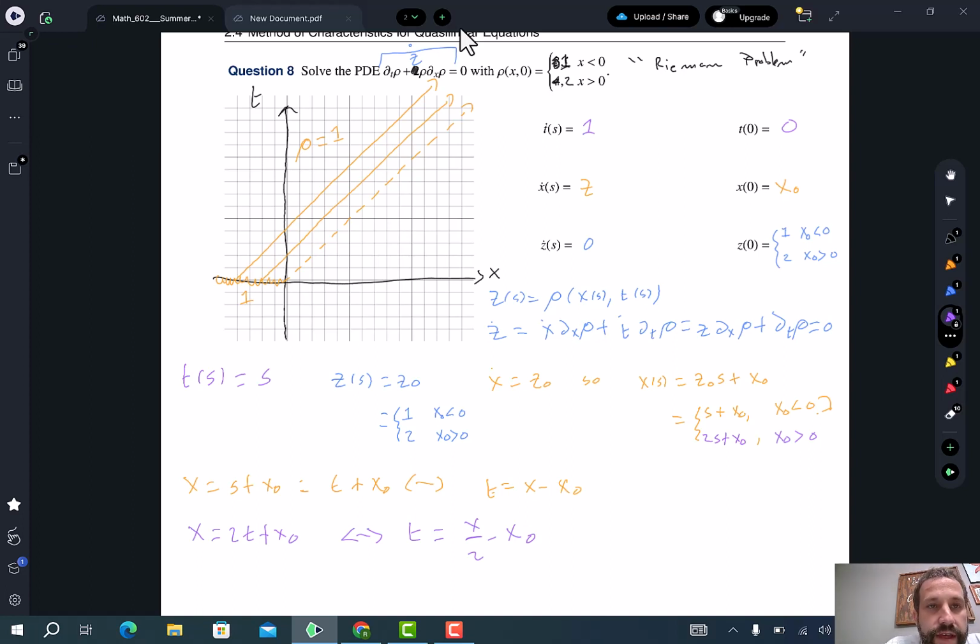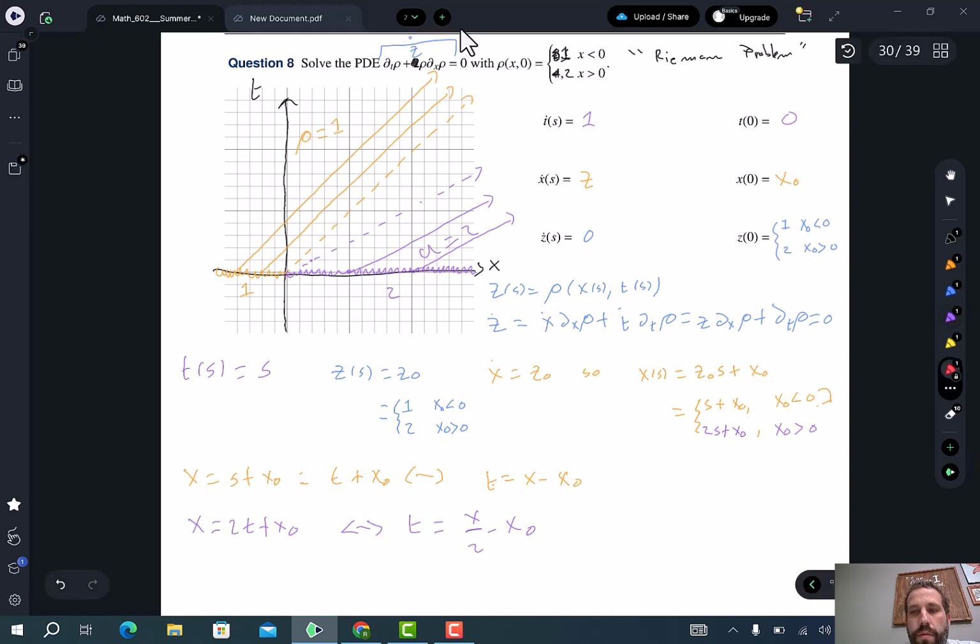So the slope is 1/2. I'm going to go over 2 and up 1, and we're going to get something like this. Here's another characteristic. I'll draw this filled in line. For these purple characteristics, I know they go back to this part of the axis. Rho is constant on these characteristics, and I know down here rho is equal to 2, so in this part of the region, rho is going to be equal to 2 for the purple characteristics.